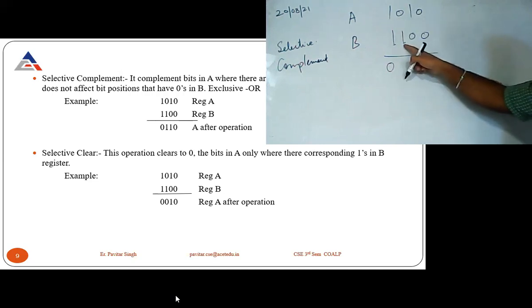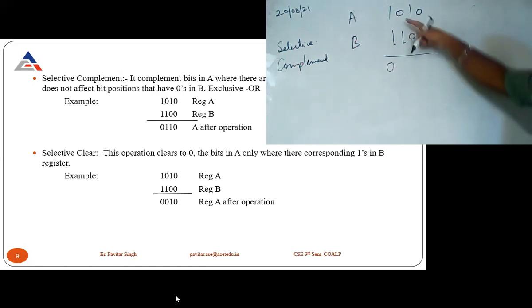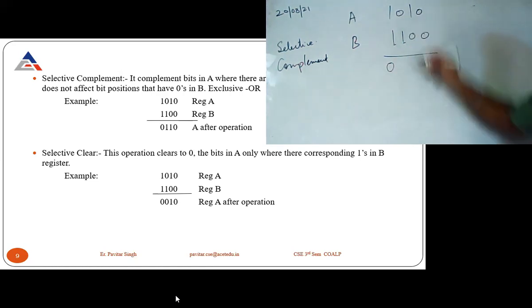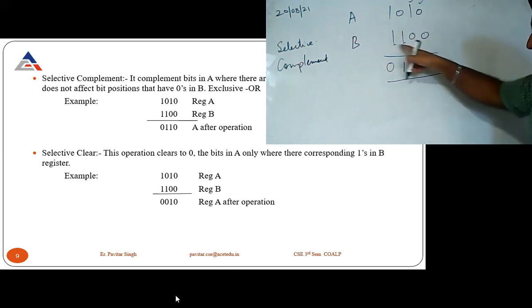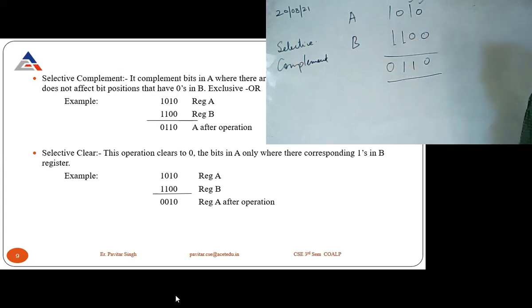Again here 1 in B at this position and the corresponding bit is 0, and you need to complement it, right? And for 0, the bits in A will remain the same, right? So you don't alter the bit values which have 0 in B. You need to change those values of A where there are corresponding ones in B, right? I hope the concept is clear.